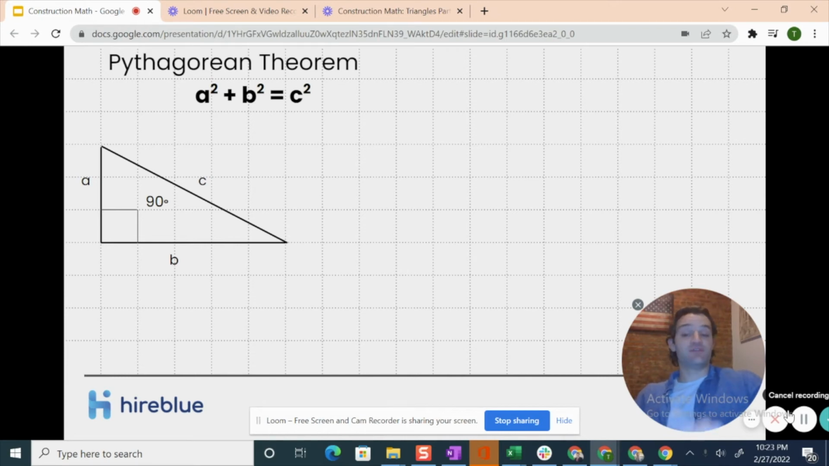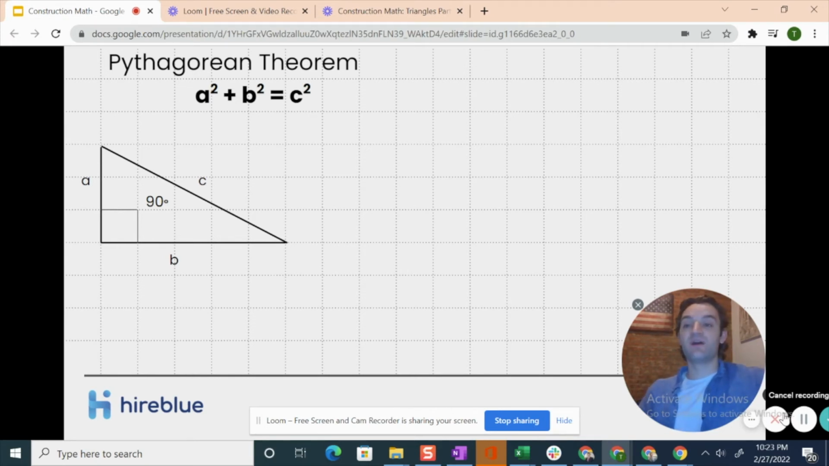So I'm going to repeat that. If you know A and B, you can always solve for C if you don't know the length. If you know A and C, you can always solve for B. And if you know C and B, you can always solve for the length of A. The theorem says that the square of a hypotenuse is equal to the sum of the square of the two remaining sides, in this case, A and B.